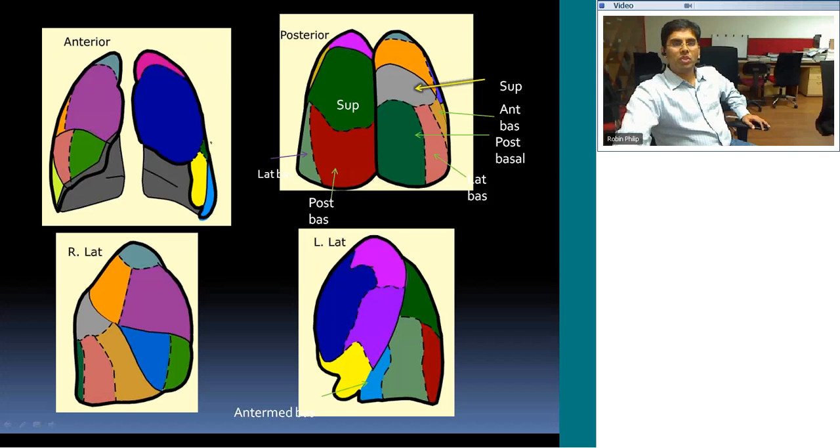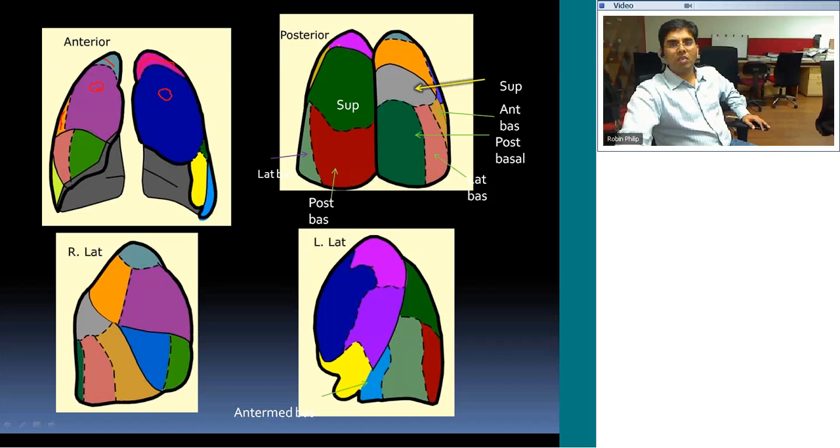Say if you're looking on the AP view, most of the anterior part is the upper lobe. This pink or violet is the anterior segment of the right upper lobe. This blue one is the anterior segment of the left upper lobe, that is the apico-posterior segment on the left, and that is the apical segment on the right. The small orange one is the posterior segment. This is as seen on the AP radiograph, and that is on the posterior radiograph.